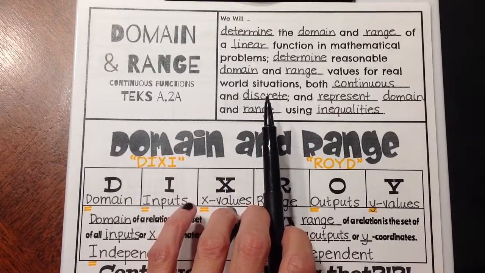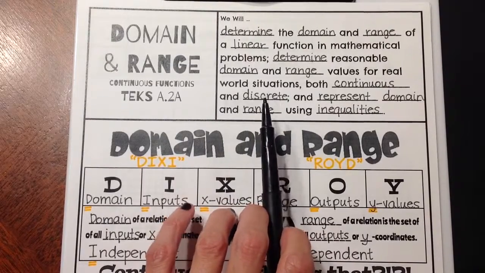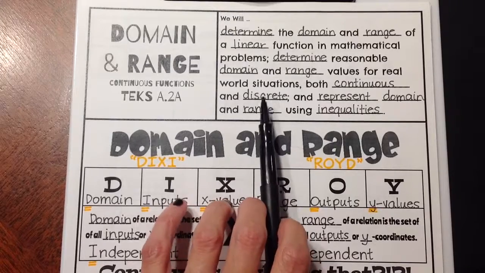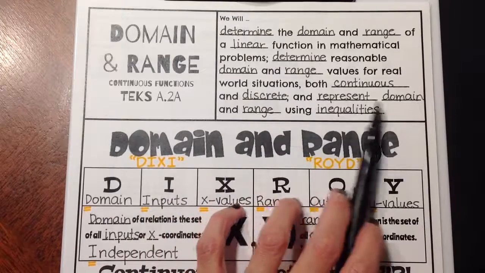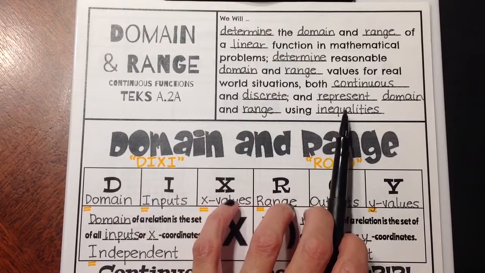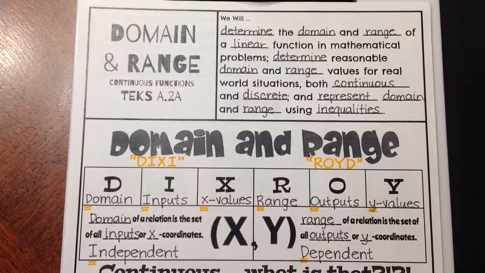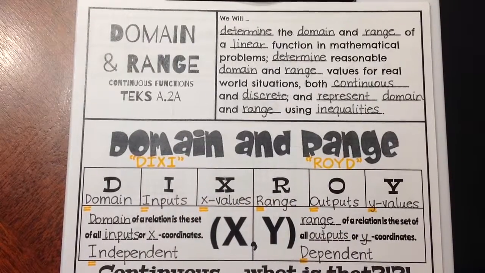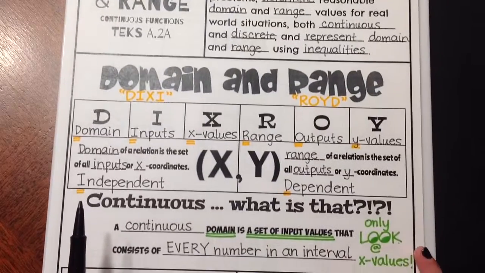That was when our graphs were scatter plots, and that's because we were counting our x values. We're also going to represent domain and range using inequalities. We use inequalities with a continuous domain, and we're going to talk about that now.